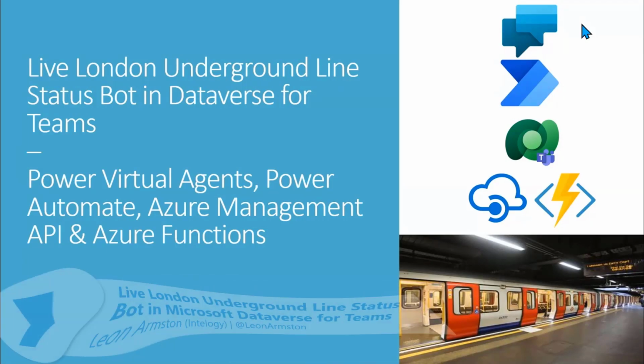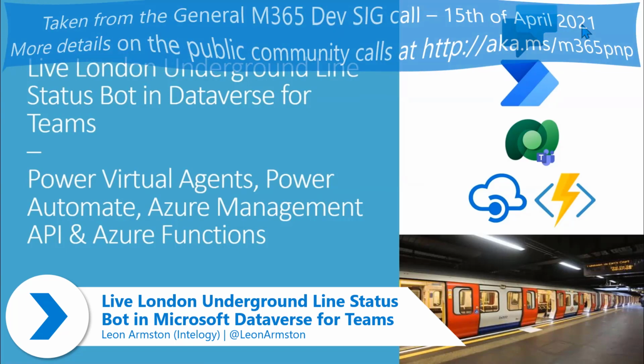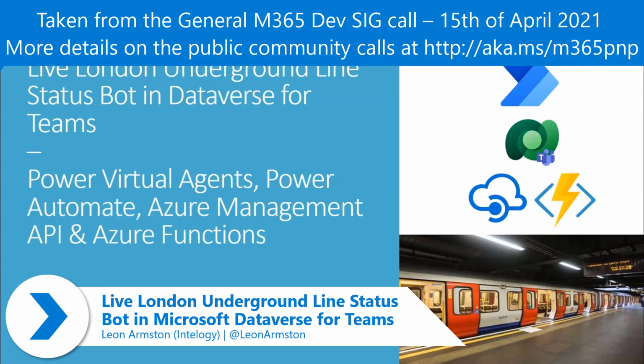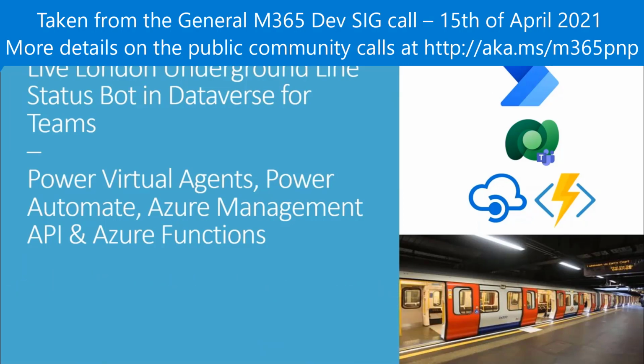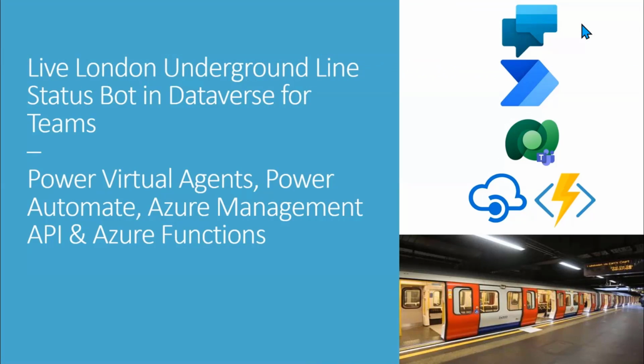Welcome to my presentation today on creating a live London Underground line status bot in Dataverse for Teams using Power Virtual Agents, Power Automate, Azure Management API, and Azure Functions. Apologies for the long title. I was just struggling to get the technologies in.